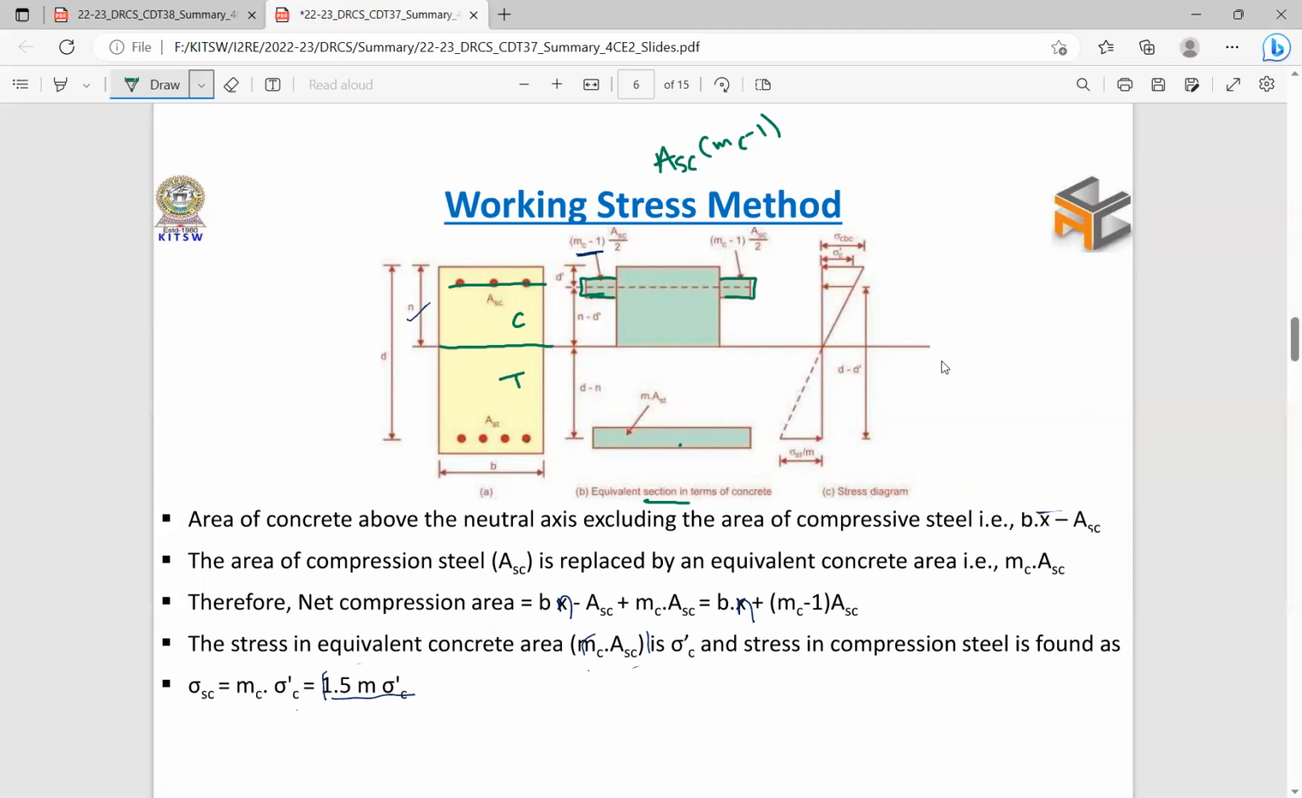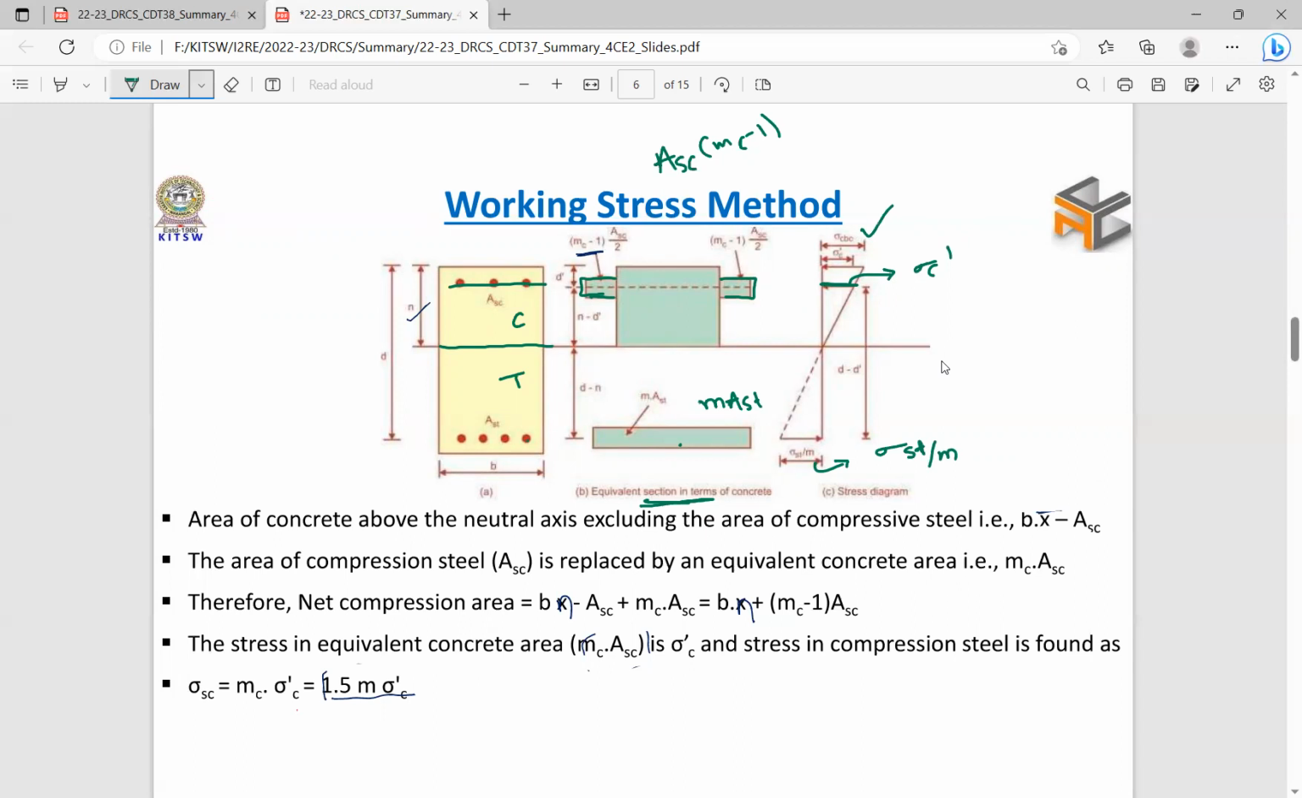At this location, the steel strength is equal to the equivalent concrete strength, M into AST. That is the equivalent section in terms of concrete. Now the stress at the top fiber will be sigma CBC. The stress at the rebar level, at this level, is sigma C dash. And the stress at the bottom fiber is the equivalent stress, sigma ST by M.